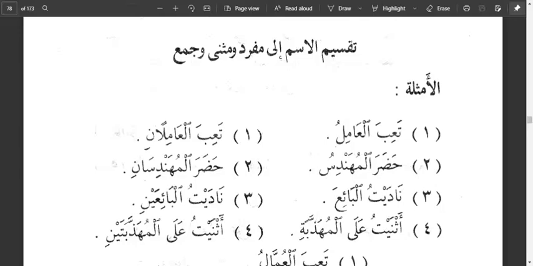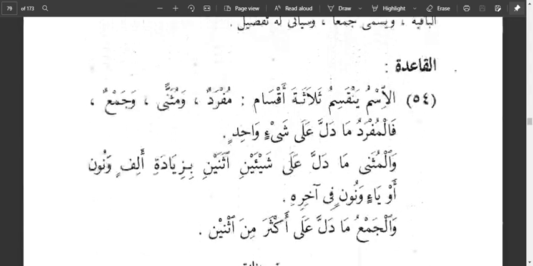Ameen. This is the Nahw Class 67, and the topic is تقسيم الاسم إلى مفرد ومثنى وجمع. This is النحو الوادي الجزء الثاني, the second part of النحو الوادي.